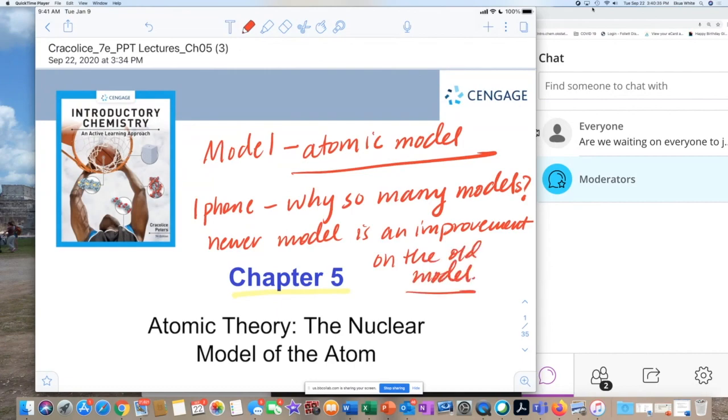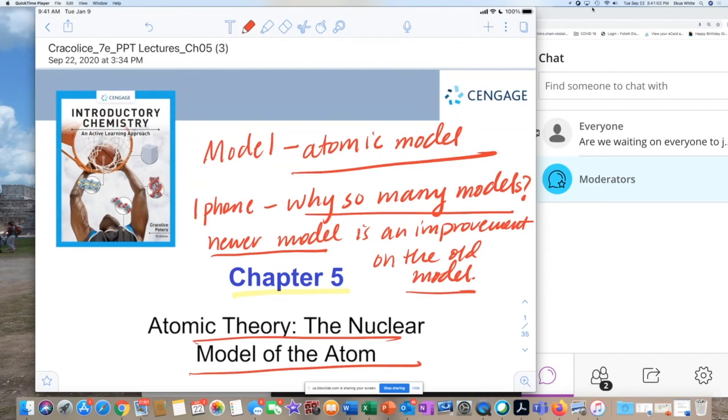So we're going to see here, even as we discuss the models of the atom, we will have more than one model. If you're one of those active learners like I was when I was in school, I had this question, why so many models? There was a low-key reason why I was asking: I was like, this is just more for me to study. Why couldn't we be happy with the first one? The newer model is always an improvement on the older model.